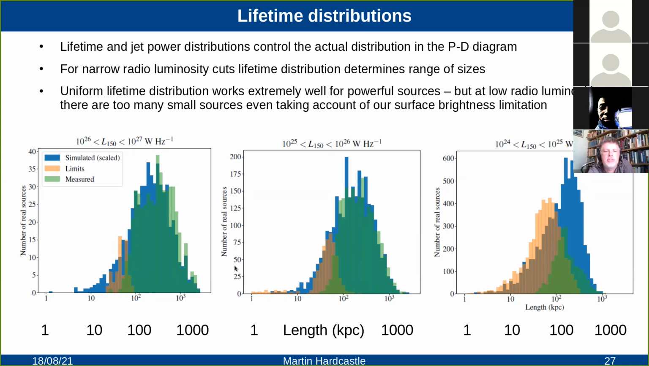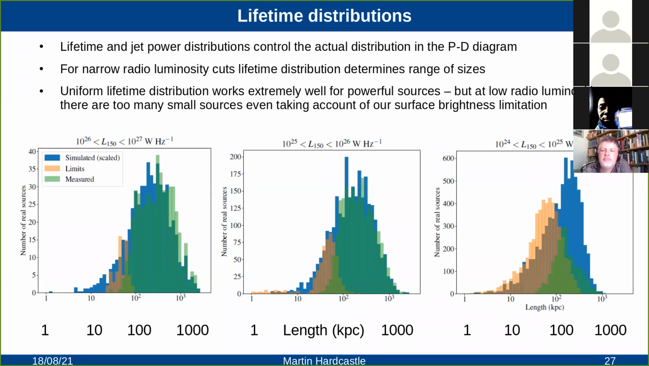The only difference is that for the very smallest sources, we can't actually measure the sizes because they're unresolved, but you can see the upper limits, and the upper limits agree pretty well with the simulated data. And this completely breaks down when you look at the low luminosity objects, where you would predict a much broader distribution of sizes, even taking into account the surface brightness limitation, than you actually get. So something funny is going on with the small sources, the low power sources, sorry. And again, this is yet another reason why we think we don't really understand low power radio sources.